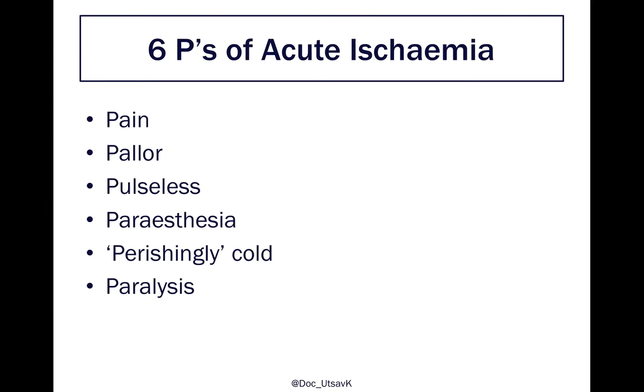And the presentation is the well-known 6 Ps of acute limb ischemia, so pain, pallor, pulselessness, paresthesia, the paresthesia being as a result of impingement of the blood supply to the nerves, the so-called vasa nervorum, perishingly cold, and paralysis. Paralysis being the most worrying of the symptoms, as it often ensues permanent loss of function.